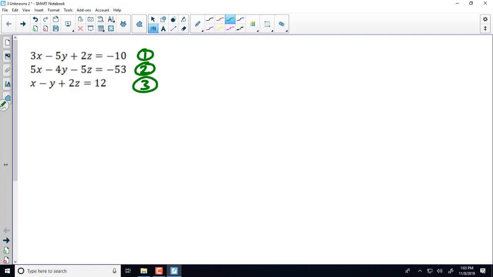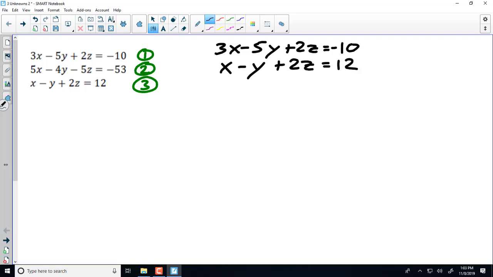I'm going to take equations 1 and 3. So 3x minus 5y plus 2z equals negative 10, and x minus y plus 2z equals 12. So that's 1 and 3. Now I'm going to multiply the second equation up there, which is equation number 3, by negative 3. That way when I multiply by negative 3 and I add them together, the x's will go away. So we take this equation and we multiply it by negative 3.